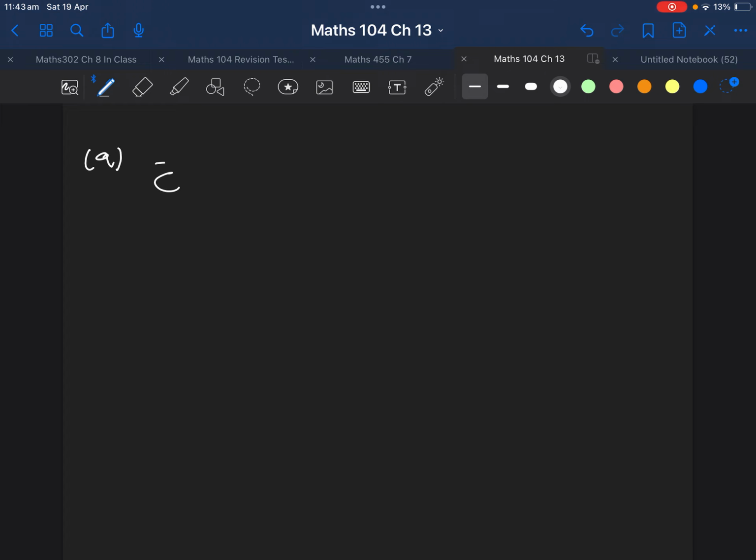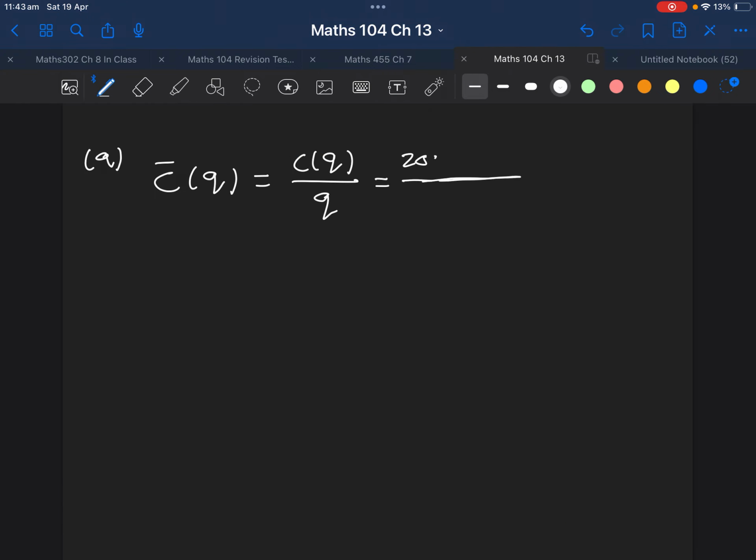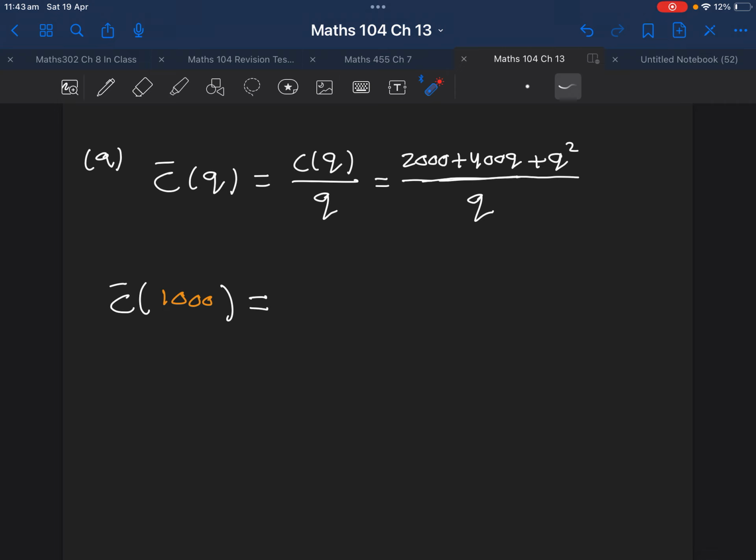So for part A, you need to find the usual average that we have already seen before, which is, if we just plug in the numbers, 2,000 plus 400Q plus Q squared divided by Q. And remember, we need to substitute 1,000. That's the average that I'm looking for. So just write 1,000 here, 1,000 here, and see what answer you will get.